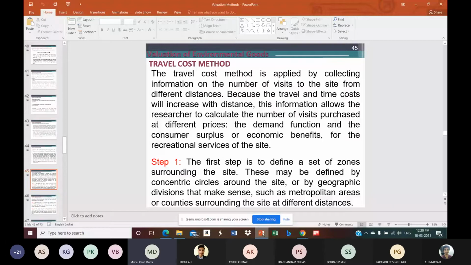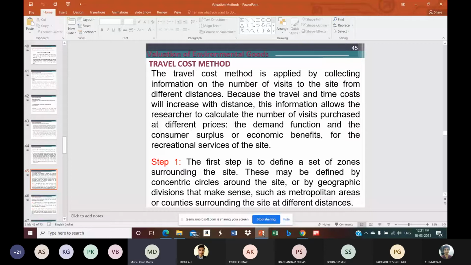there is an attempt to define a set of zones surrounding the site. These may be defined by concentric circles around the site or by geographic divisions that make sense. For example, if somebody wants to visit the Sundarbans, then you can find out different zones as per distances from the Sundarbans to other parts of the country, and accordingly you can have different zones. For example, Punjab might be one zone, Gujarat might be another. So you can consider the states also, like the counties that may be taken into account in the case of European countries like England.